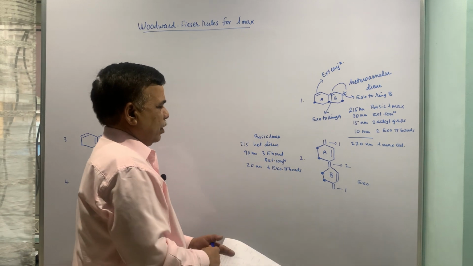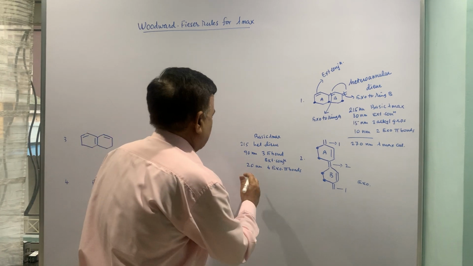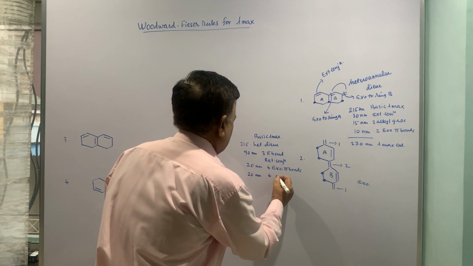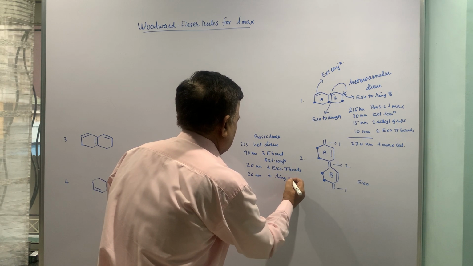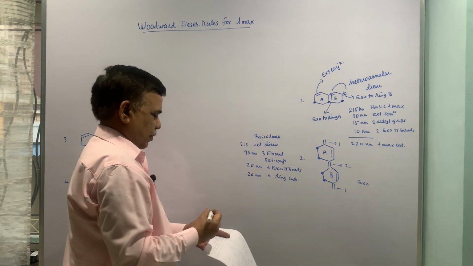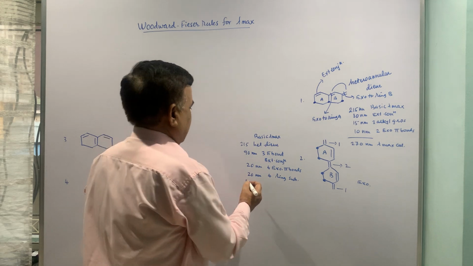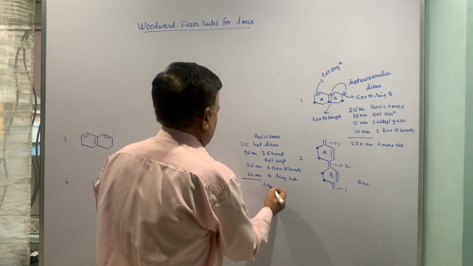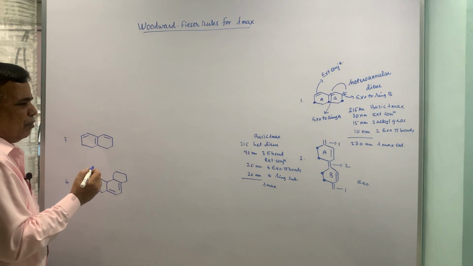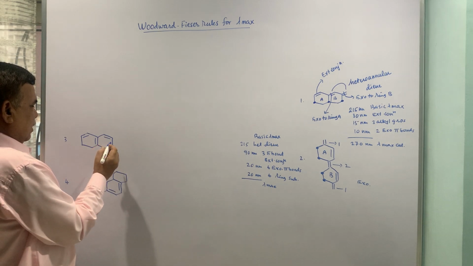So there are 4 ring residues, or alkyl substituents, ring substituents or ring residues you can say, and then you have to do the summation, that's all. Okay. Now moving on to the third example.